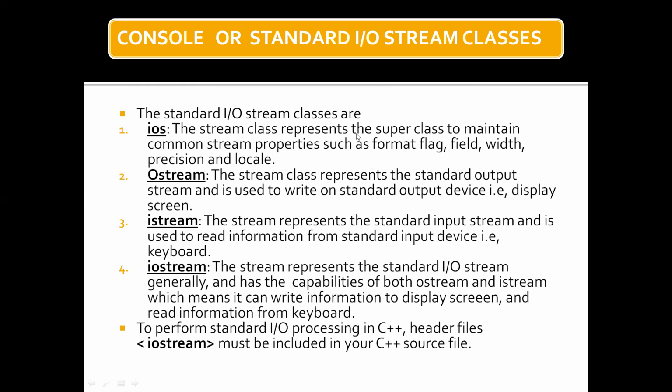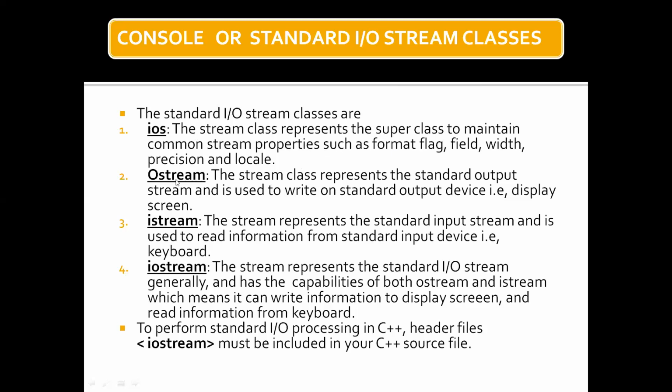The ios class represents the superclass to maintain common stream properties such as format flags, field width, precision, and locale. So in ios, when you introduce the header file called ios, you'll be able to maintain these particular properties: format flag, field width, and locale. This ios is for the maintenance of these properties.